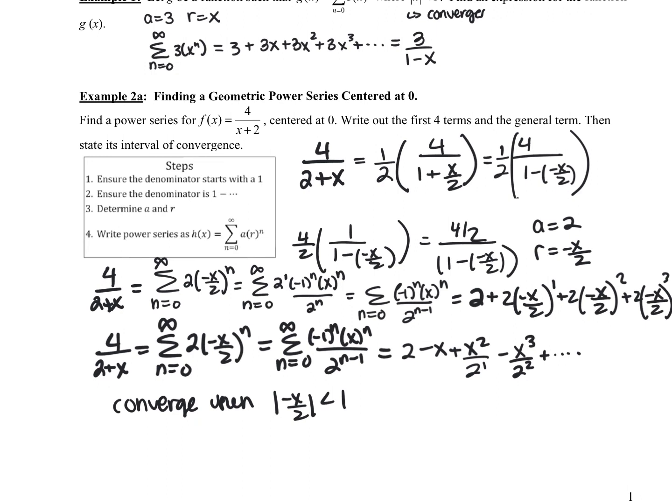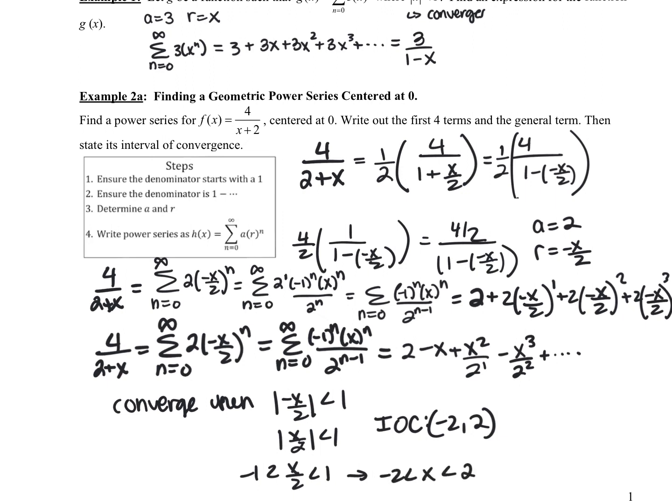So now we'll just solve this inequality. The absolute value will make that positive. So when x over 2 is less than 1 or greater than negative 1, so our interval of convergence will be negative 2 to 2. When x, if you multiply by 2, right, you'll get negative 2 to 2.